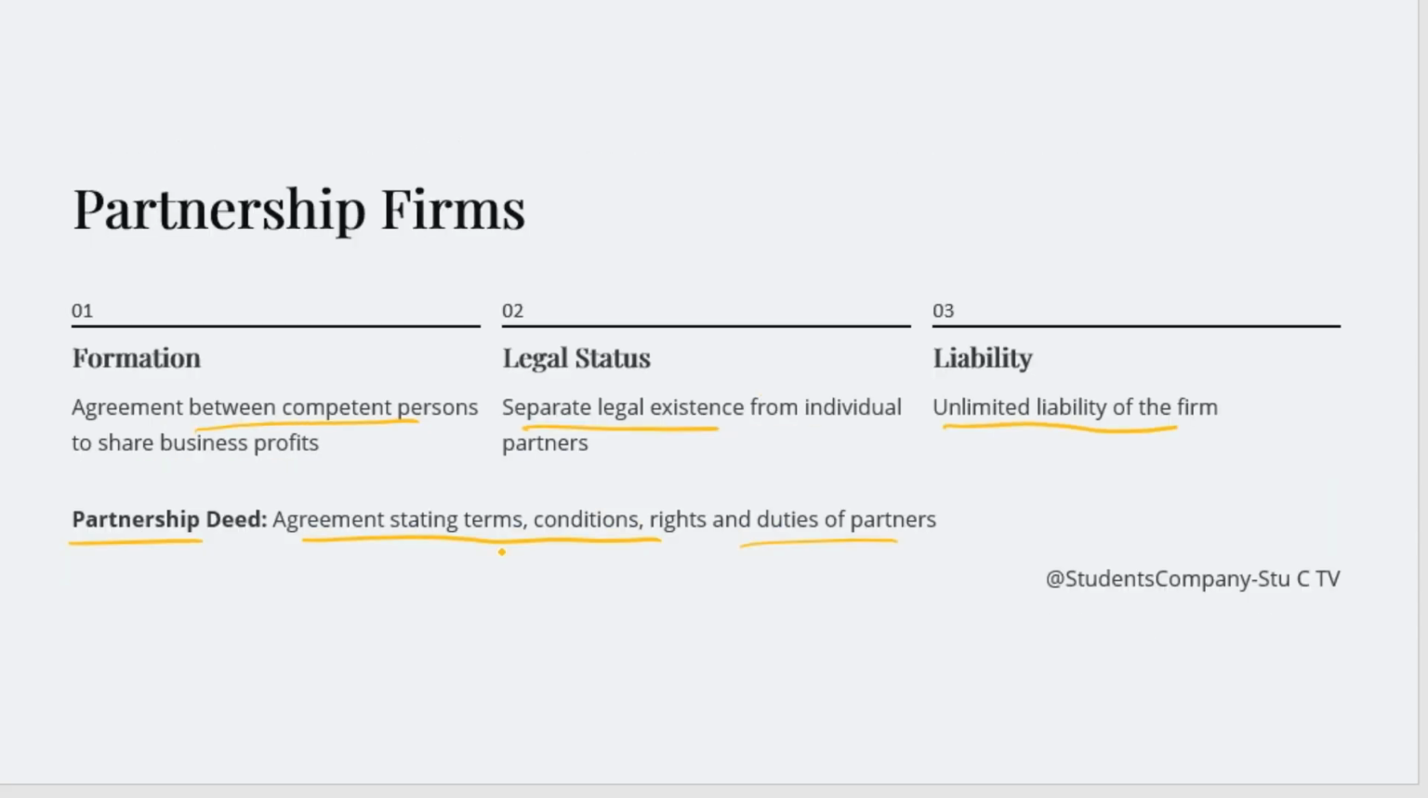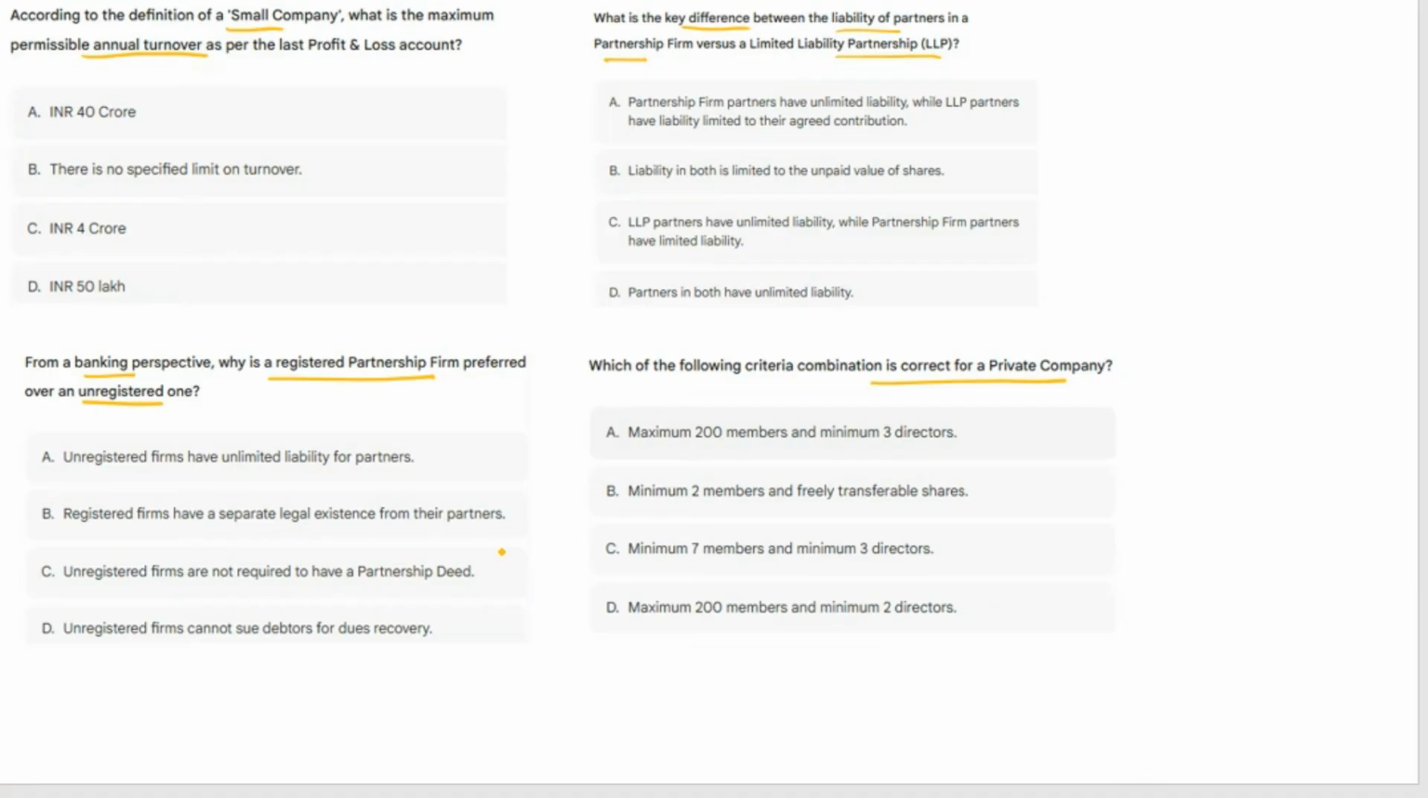Now let's quickly go back to the questions we discussed. According to the definition of a small company, what is the maximum permissible annual turnover? The answer is 40 crore annual turnover. Key difference between liability of partnership firm and LLP: partnership firms have unlimited liability, LLP have limited liability. Option: liability in both is limited. False. LLP partners have limited liability. Option: partners in both have unlimited. False. So A is the right answer.